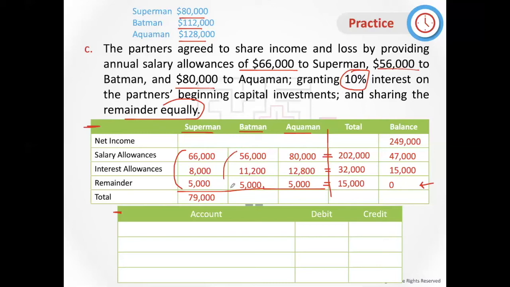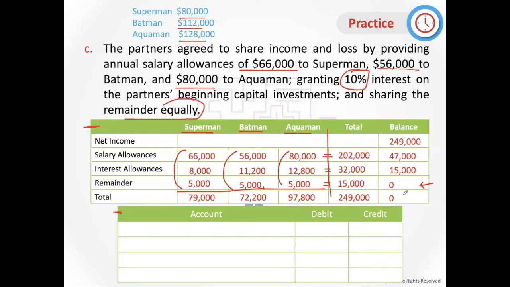Then we would do the same thing for Batman. It would be 72,200. And finally, for Aquaman, it would be 97,800. This chart really just helps us figure out how we're splitting it up amongst the three partners. The total is 249, which is what we want to give out. We always want to give out the full balance. The final balance is now 0 because we did give it all out.